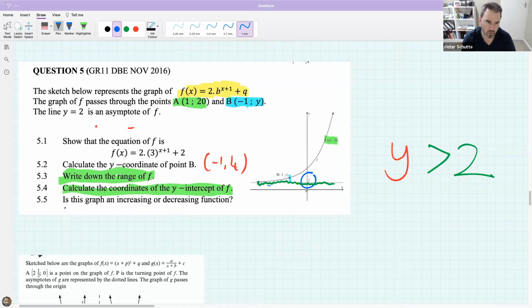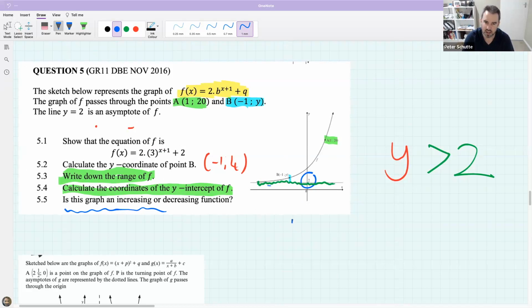And then the last one: is this graph increasing or decreasing? How do we define an increasing function or decreasing function? How do we even know? Oh, wait, before I do that, I need to actually do 5.4. So for 5.4, I need the y-intercept.